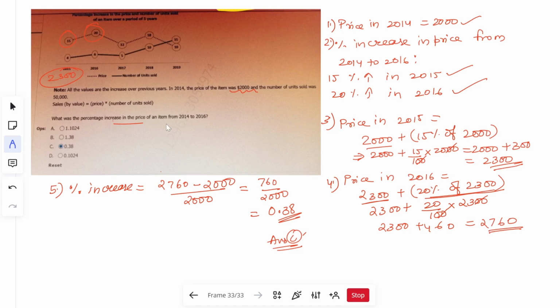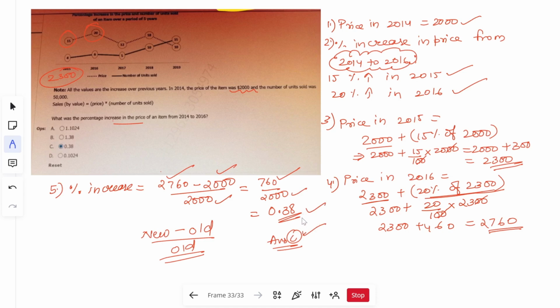Now what we have to find out is the percentage increase from 2014 to 2016. Whenever you have to calculate percentage increase over a duration of time, you take the new price minus the old price, divided by the old price. This will give you the final answer. So we take the new price, that is 2760, minus the old one, divided by the old one. When you subtract, you get 760 divided by 2000, and the final answer is 0.38. That is why the correct answer for this question is option C, that is 0.38. So guys, you should practice these questions.